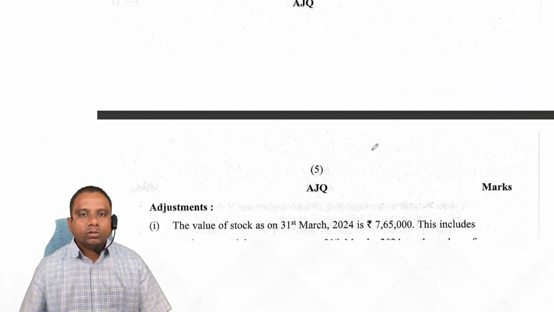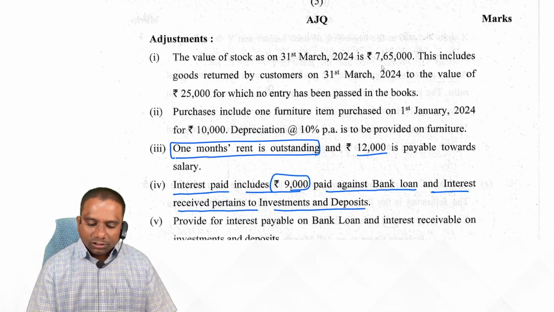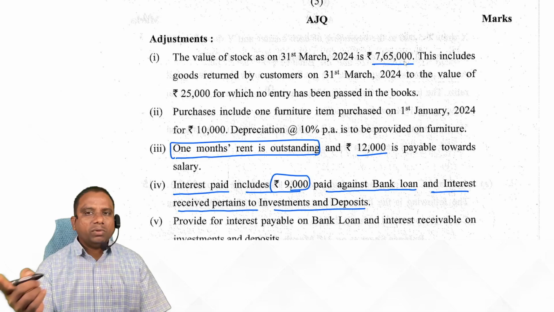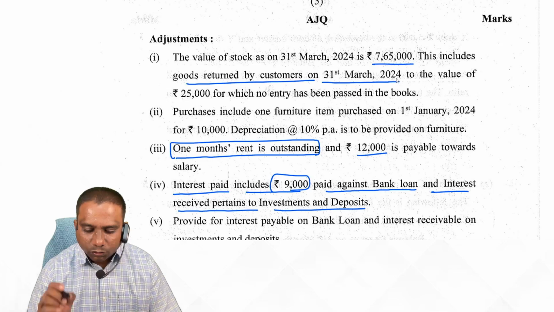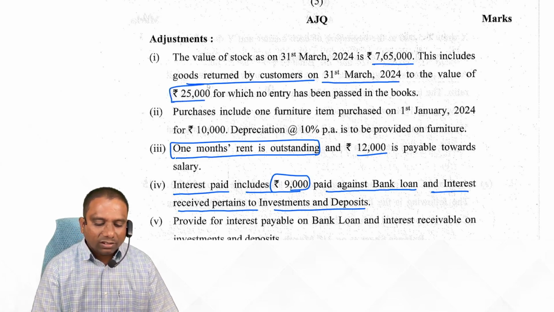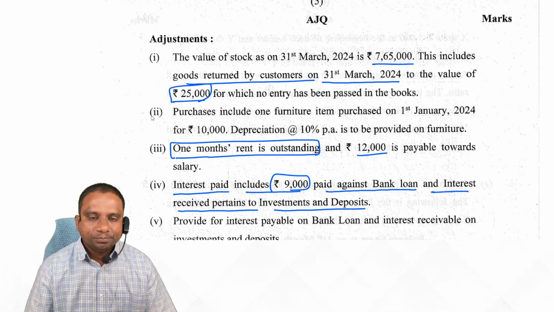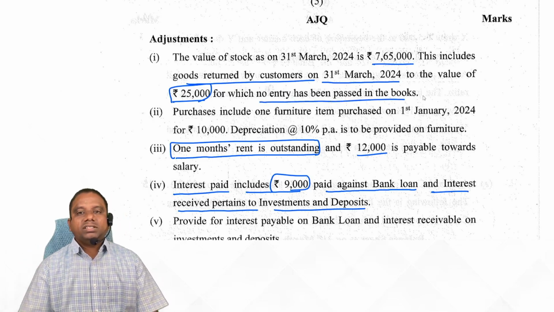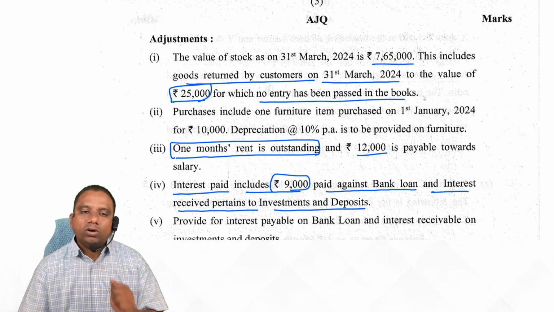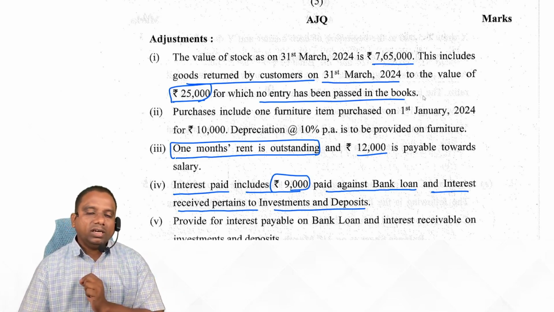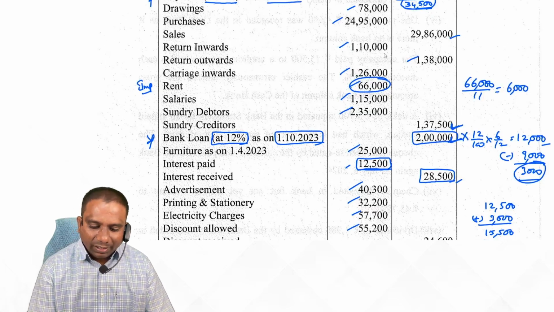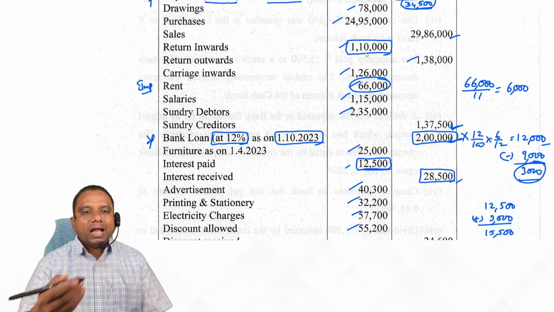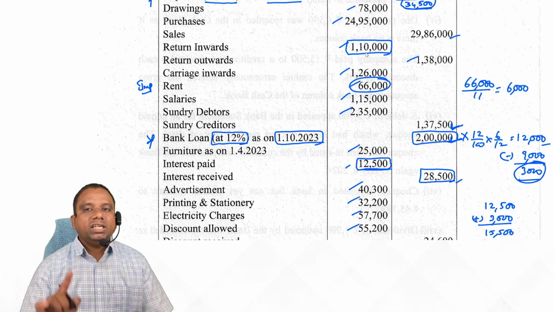Now look at the adjustments one by one again. The value of stock. This is closing stock, trading account credit, balance sheet asset. This we know. This includes goods returned by customers on 31st March 2024 to the value of 25,000. Another important adjustment. But no entry has been passed in the books. Now we record the entry. What is the entry? Sales returns account debit to debtors account. Already here we have sales returns 1,10,000 rupees. Now we add 25,000 more. Total sales returns are 1,35,000.